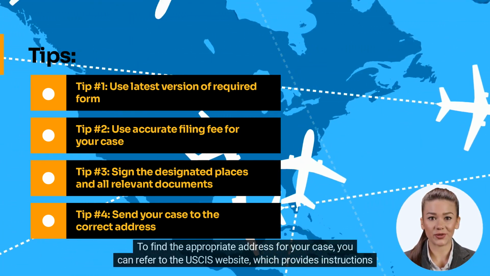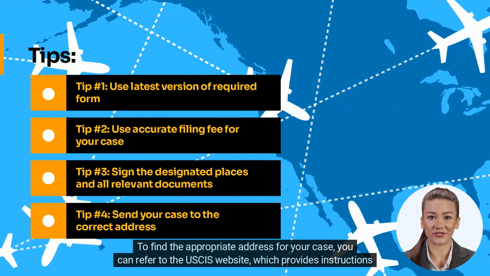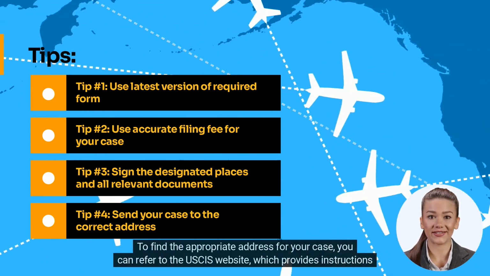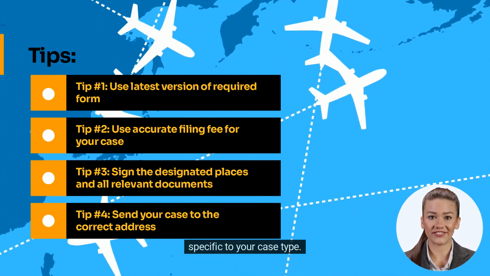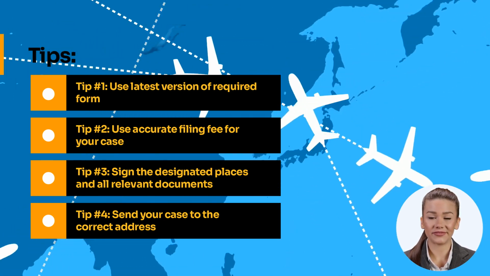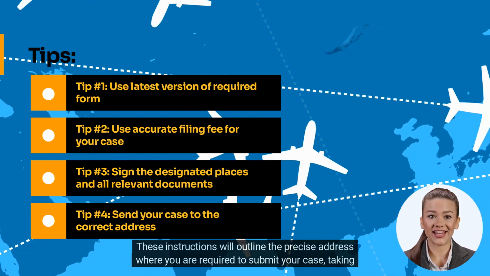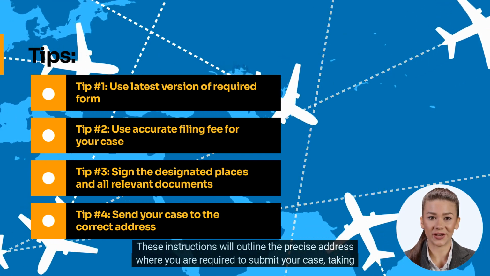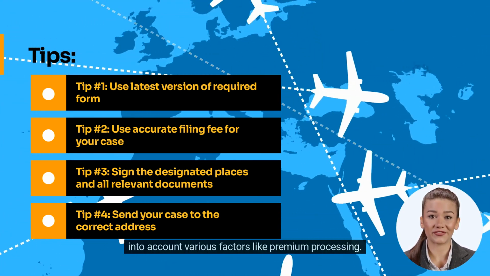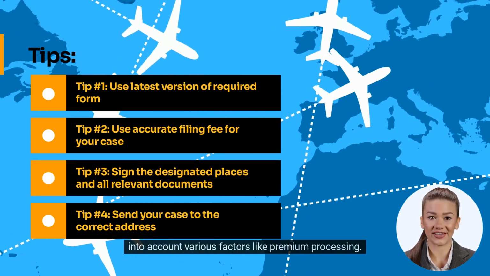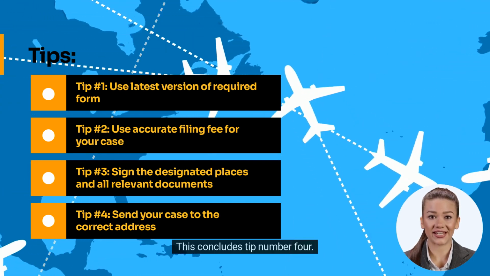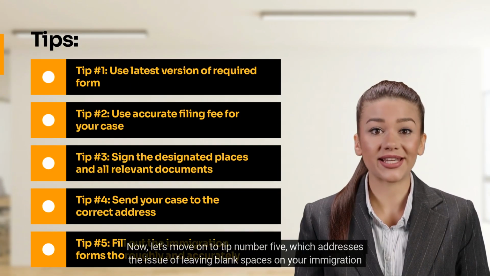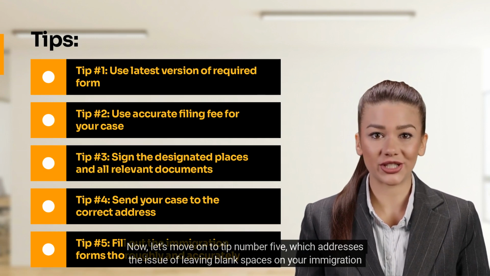To find the appropriate address for your case, you can refer to the USCIS website, which provides instructions specific to your case type. These instructions will outline the precise address where you are required to submit your case, taking into account various factors like premium processing. This concludes tip number 4. Now, let's move on to tip number 5, which addresses the issue of leaving blank spaces on your immigration forms.